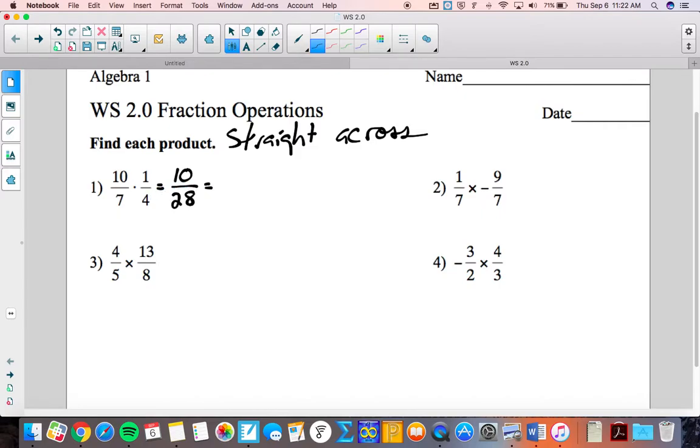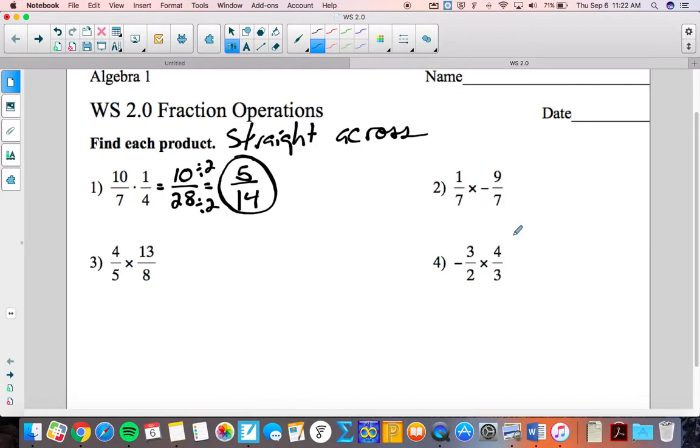Now always take a look at your answer and ask yourself if you can simplify it, or if there's a number that divides into 10 and 28. And there is, 2. So when I divide 10 by 2 and 28 by 2, 10/28, which is a good answer, is equivalent to 5/14. And that's the best answer. We always want our fractions in simplest form.